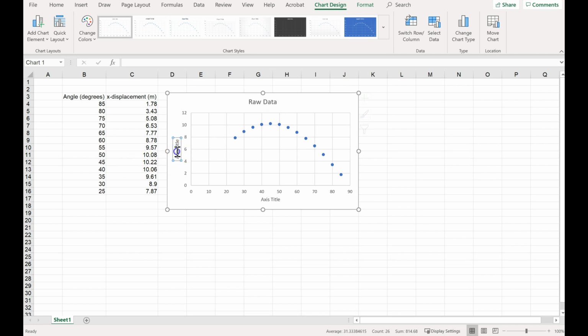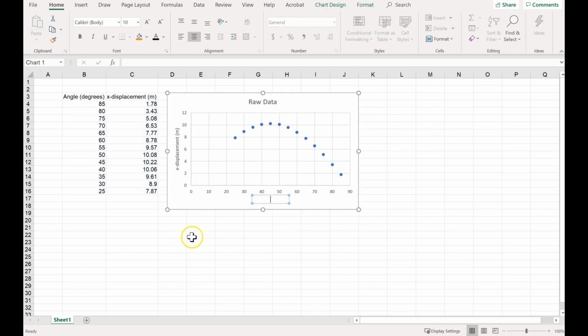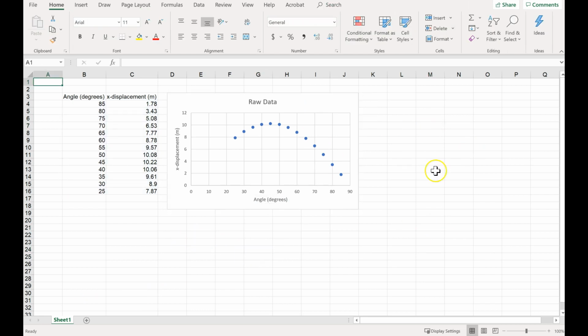I can click once on this axis title, and then I click a second time to enter the text box. And then I delete everything that's there, and I call this, what's my y-axis? It's the dependent variable, x displacement in meters. Then I click on the x-axis title once, and then I click again with my mouse to enter the box. And then I delete that text and I put in its place angle in degrees. All right, we've got our first raw data graph.